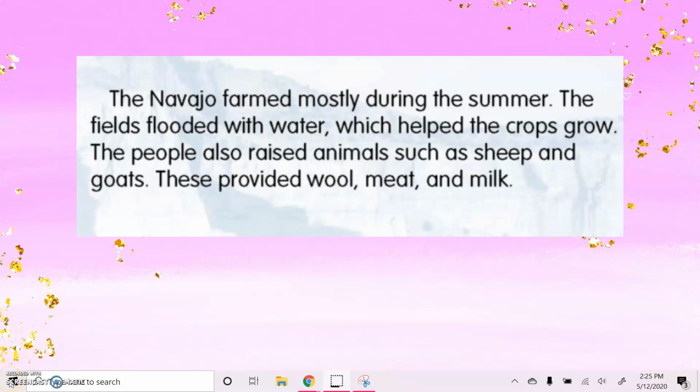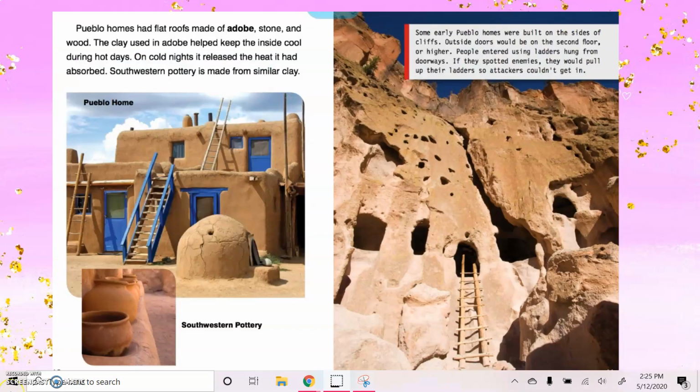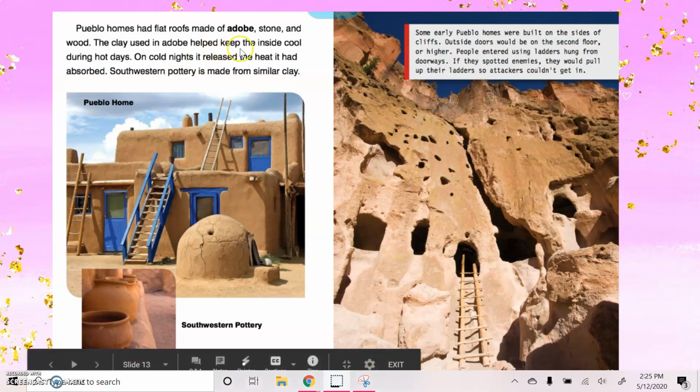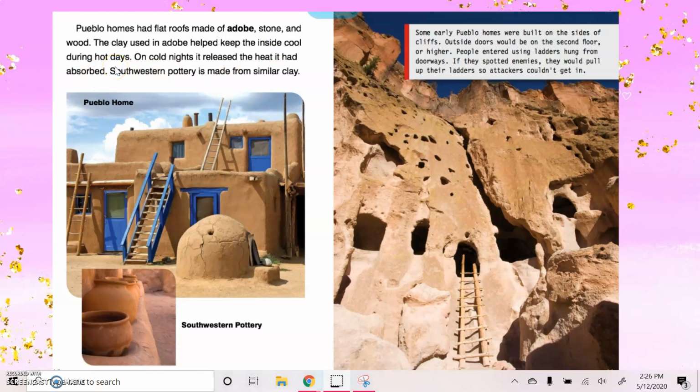Now that we found a similarity, I want to see if I can find a difference between these two tribes. Let's check out another piece of text to see if we can find some differences between these two tribes. Whoa, these houses look really cool. Let's read about them. Pueblo homes had flat roofs made of adobe stone and wood. The clay used in adobe helped keep the inside cool during hot days. On cold nights, it released the heat it had absorbed. Southwestern pottery is made of similar clay.